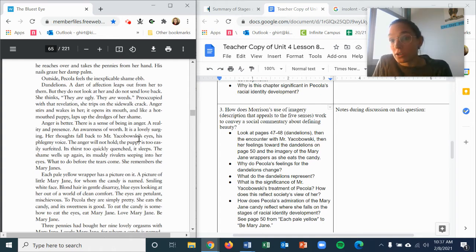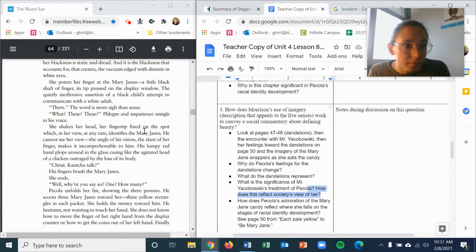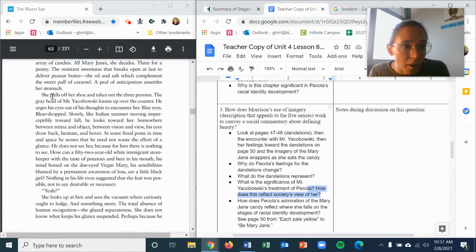So why do her feelings change, right? What do the dandelions represent? This image of the dandelions, what do they represent? What is the significance of Mr. Jakubowski's treatment of Pecola? How does this reflect society's view of her? There's this whole part where he does not see her because for him there is nothing to see. What does that mean? What is Morrison saying about society in general?